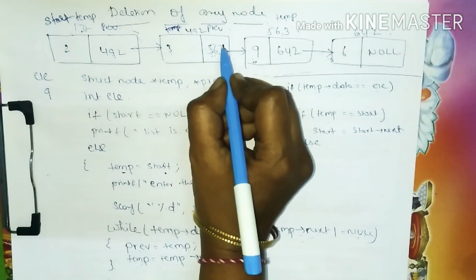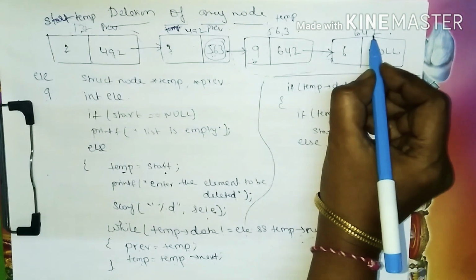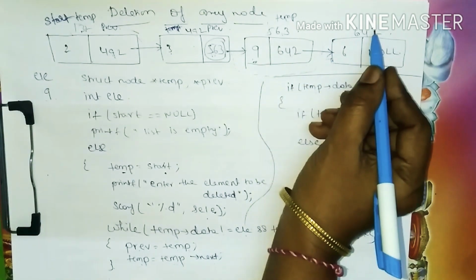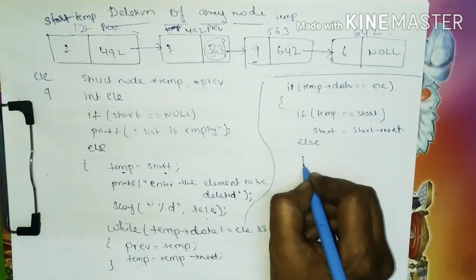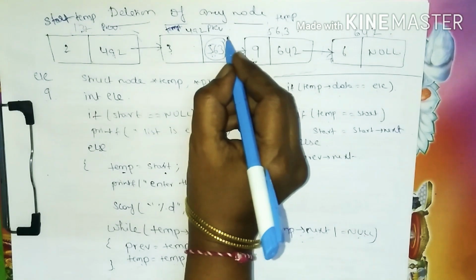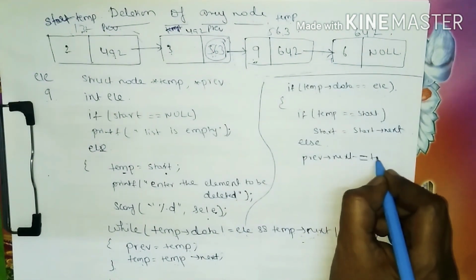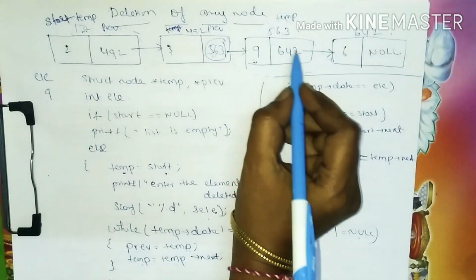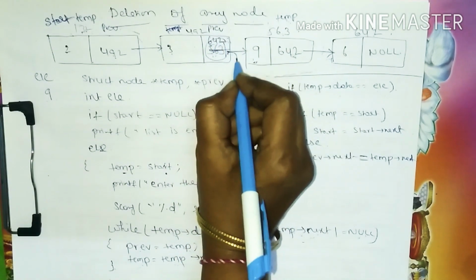Then what we need to do now? In this, I have to store the address 642. Where is 642? 642 over here. It is in the temp next, we have 642. So in the prev next I have to store the temp next value. So prev next, prev next means which one? This one. In this what I have to store? I have to store 642. That is equal to temp next. Now temp next value will be stored. Temp next value is 642. So instead of this, it will store 642. Now this has been linked.